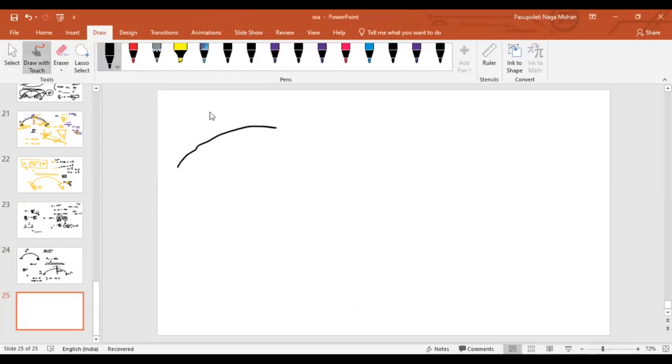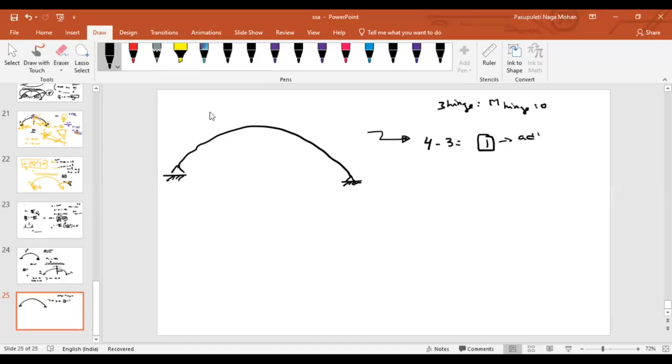Now, if you come to 2-hinged arches, just like the 3-hinged arches, can you find out by using the equilibrium equations itself? If it is a 3-hinged arch, we have the additional equation: moment at hinge is equal to 0. But what about here? Total number of unknowns is 4, equilibrium equations 3. That means somehow we have to create one additional equation, right?